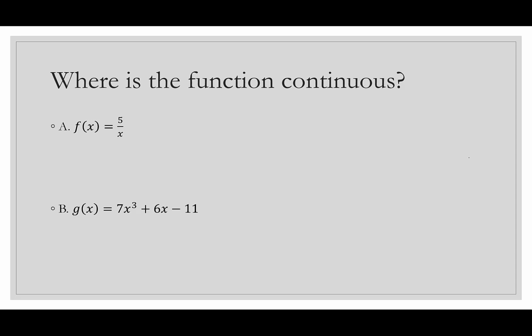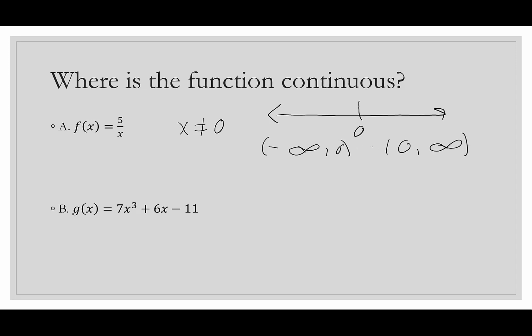A says f of x is 5 over x. So we have an x in the denominator. We want to say x cannot be 0. Look at a real number line. That 0 broke our graph in half. So I have numbers from negative infinity until 0, and then from 0 to infinity. As you're writing the intervals, you want to make them open and put a union in between.